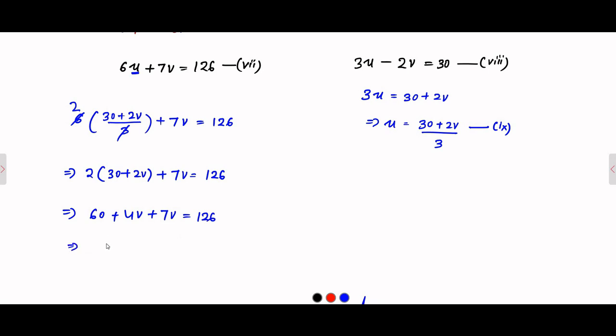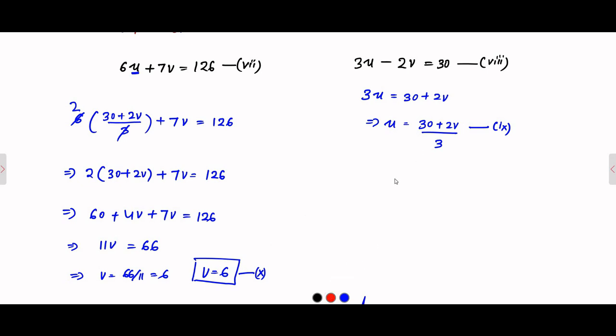That implies 60 plus 4v plus 7v is equal to 126. That implies 11v is equal to 126 minus 60, that is equal to 66. That implies v is equal to 66 by 11, that is equal to 6. So we have got the value of v is equal to 6. Let's say this is equation 10. Now we'll put this value here to get the value of u.